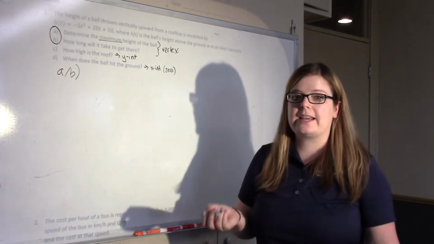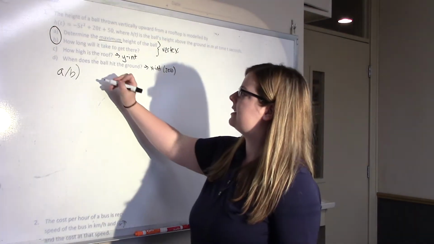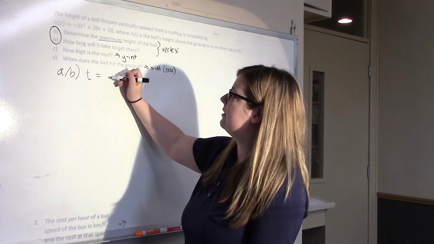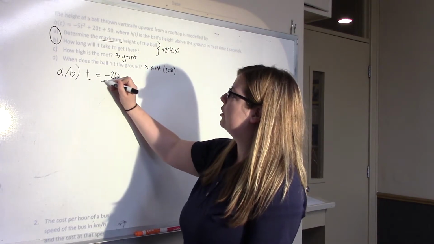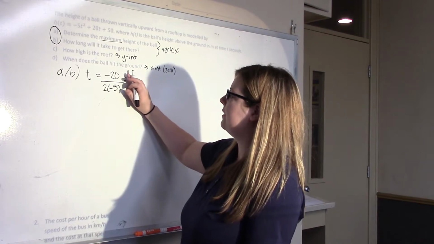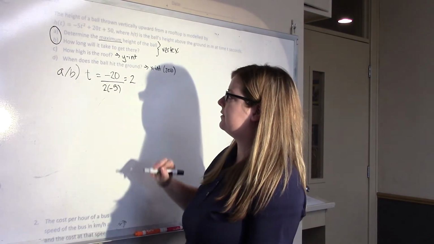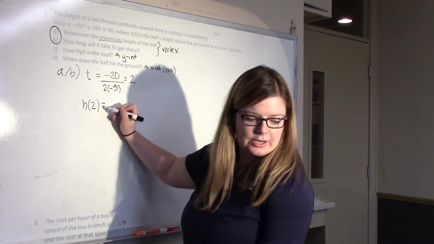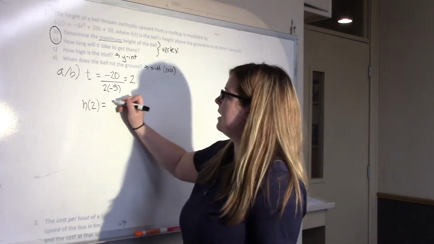Okay, so this is in standard form. So to find the time, you make sure you use t here, not x. We just do negative b, so minus 20 over 2a, so 2 times negative 5. So negative 20 over negative 10 is positive 2. Okay, so H at 2 then, we sub that in, do the math, you get 70.